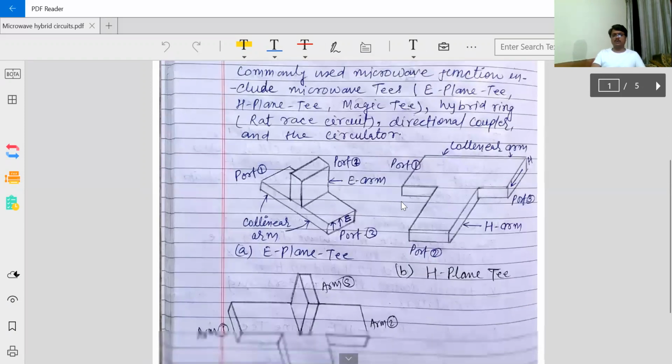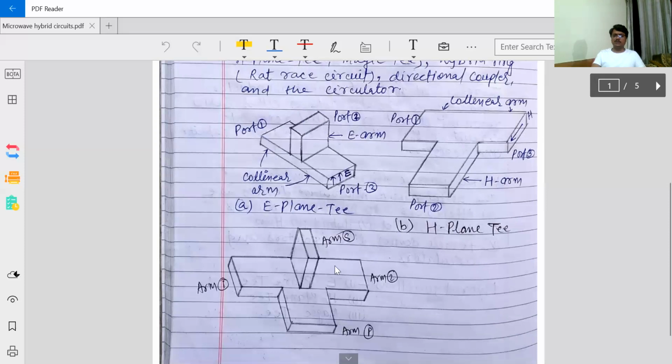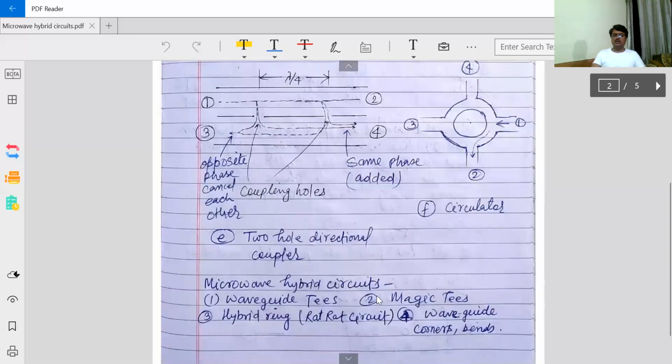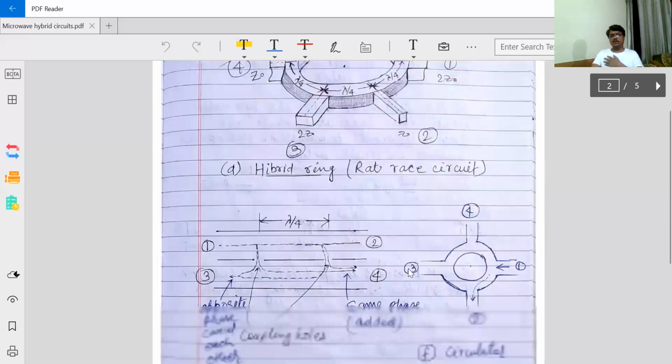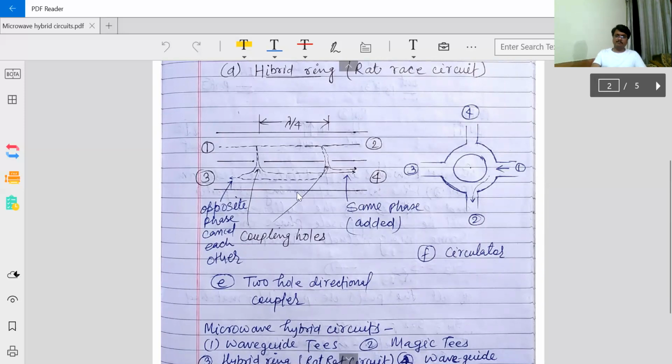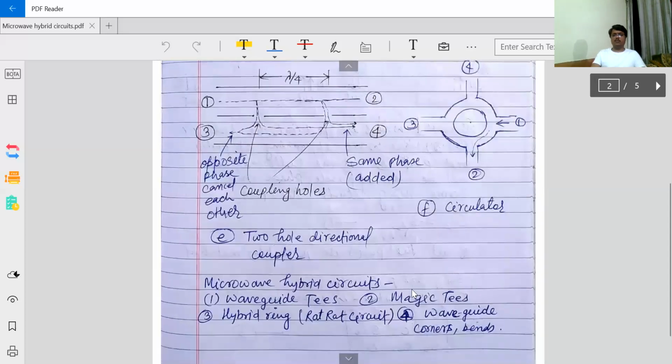So quickly we will go. This is the E-plane T, a combination of two waveguides, so it is a microwave hybrid circuit. It is again a combination of two waveguides. This is a combination of three waveguides, and this is a combination of five waveguides. So they are all microwave hybrid circuits, combinations of waveguides connected in some way to transfer the power from one port to another port. The two hole directional coupler is again a microwave hybrid circuit, and likewise the circulator is also a microwave hybrid circuit. I think you must have understood what a microwave hybrid is.